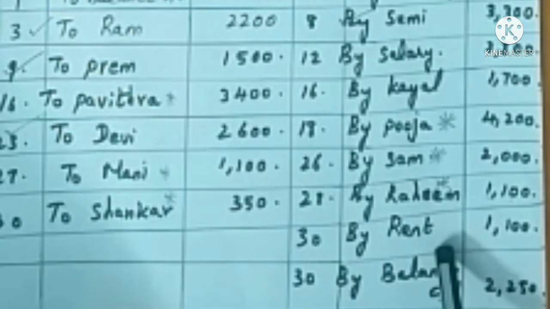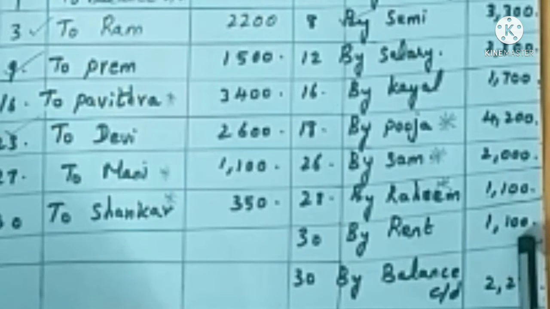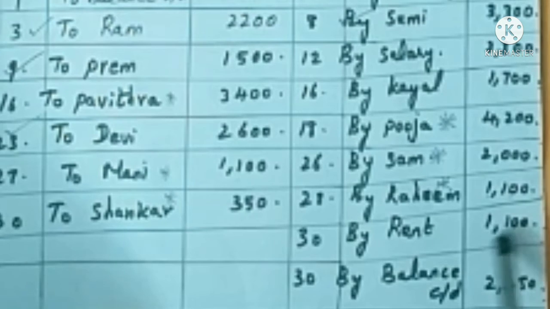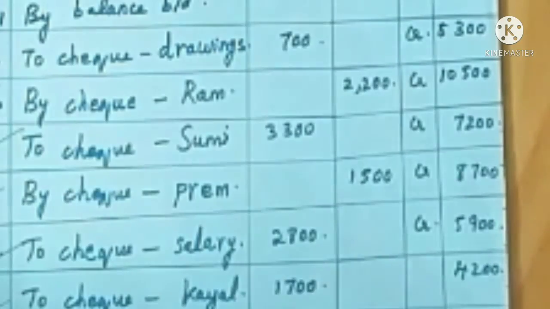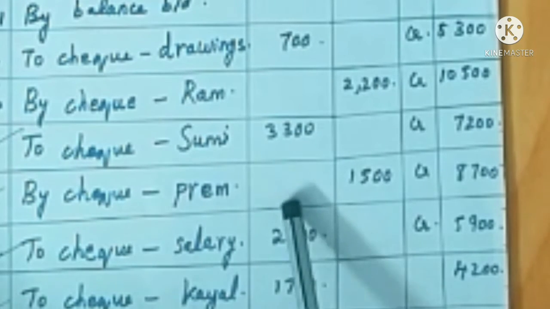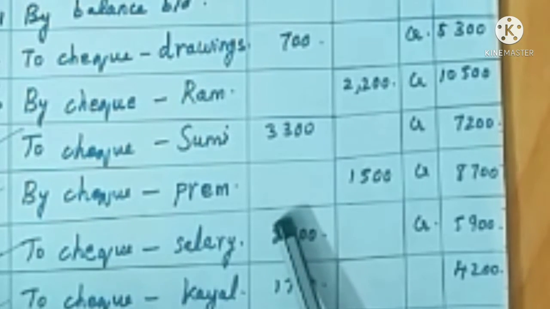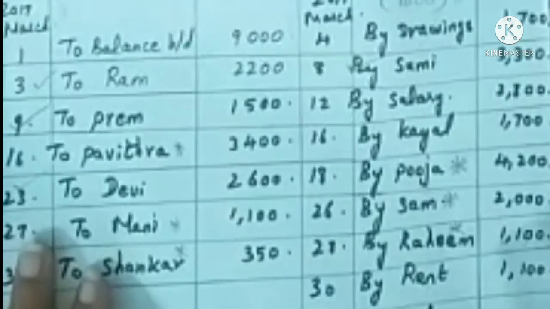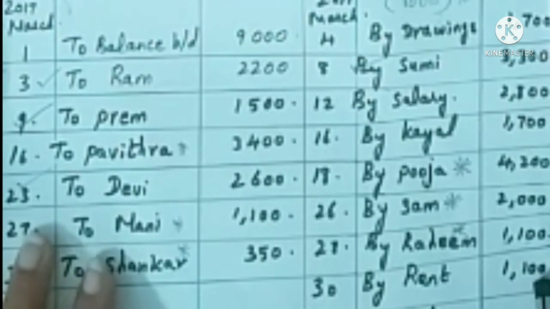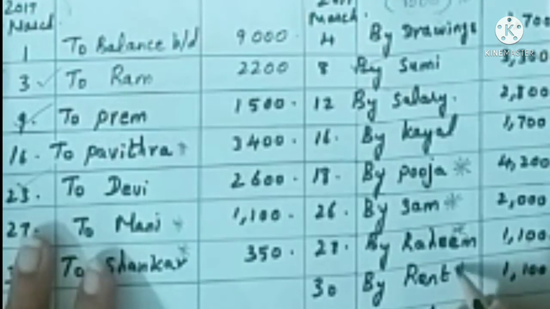Next one is by rent. Rupees 1100 is credited in cash book. So in passbook it should be debited. Let's see whether it is debited in passbook. In passbook, rupees 1100 is not debited. This causes the difference in cash book balance and the passbook balance. So while preparing bank reconciliation statement, we have to take into account rupees 1100 rent. So by rent, 1100 should be taken into account while preparing BRS.